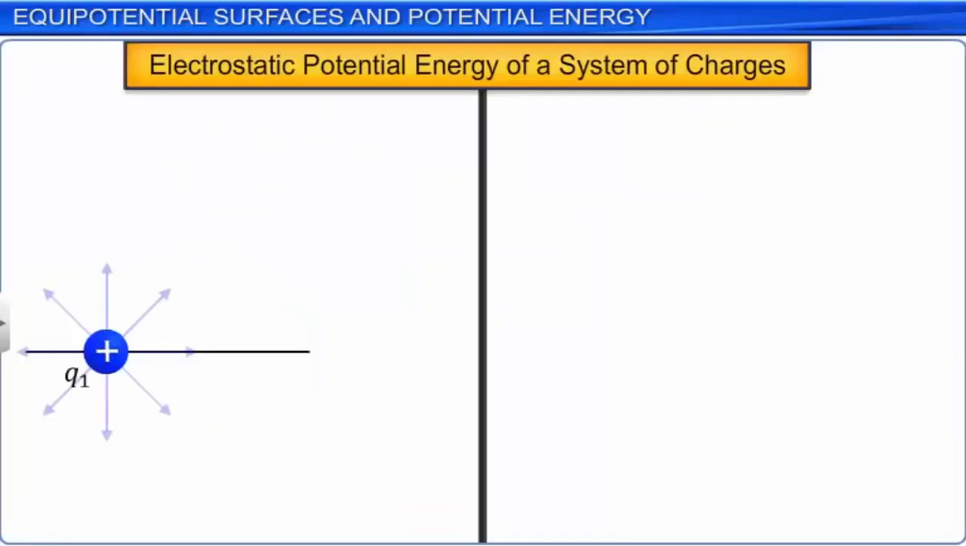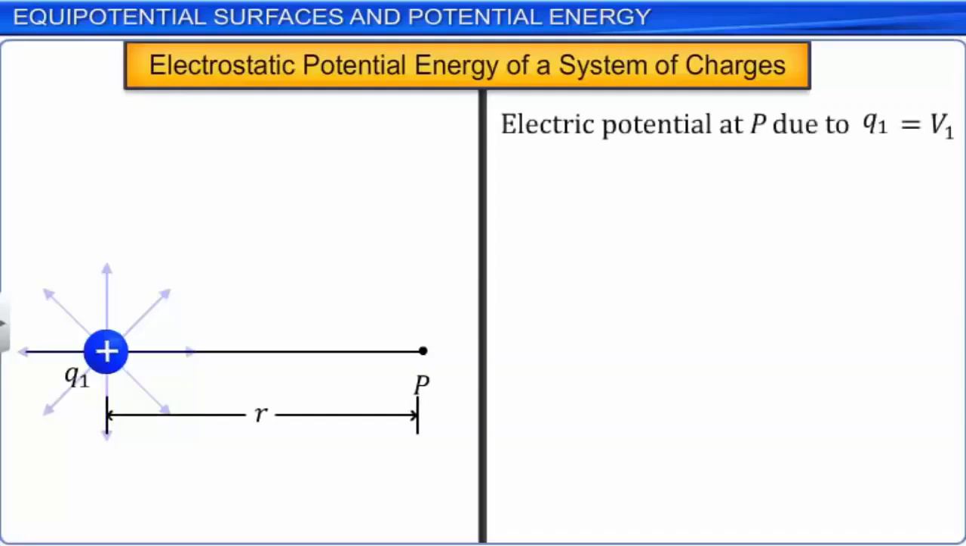Now let us learn about the electrostatic potential energy of a system of charges. Consider a charge Q1 and let P be a point in the electric field of Q1 at a distance of R from the charge. The electric potential at P due to the charge Q1 is equal to V1, equal to 1 by 4 pi epsilon naught into Q1 by R. Let this be equation 5.